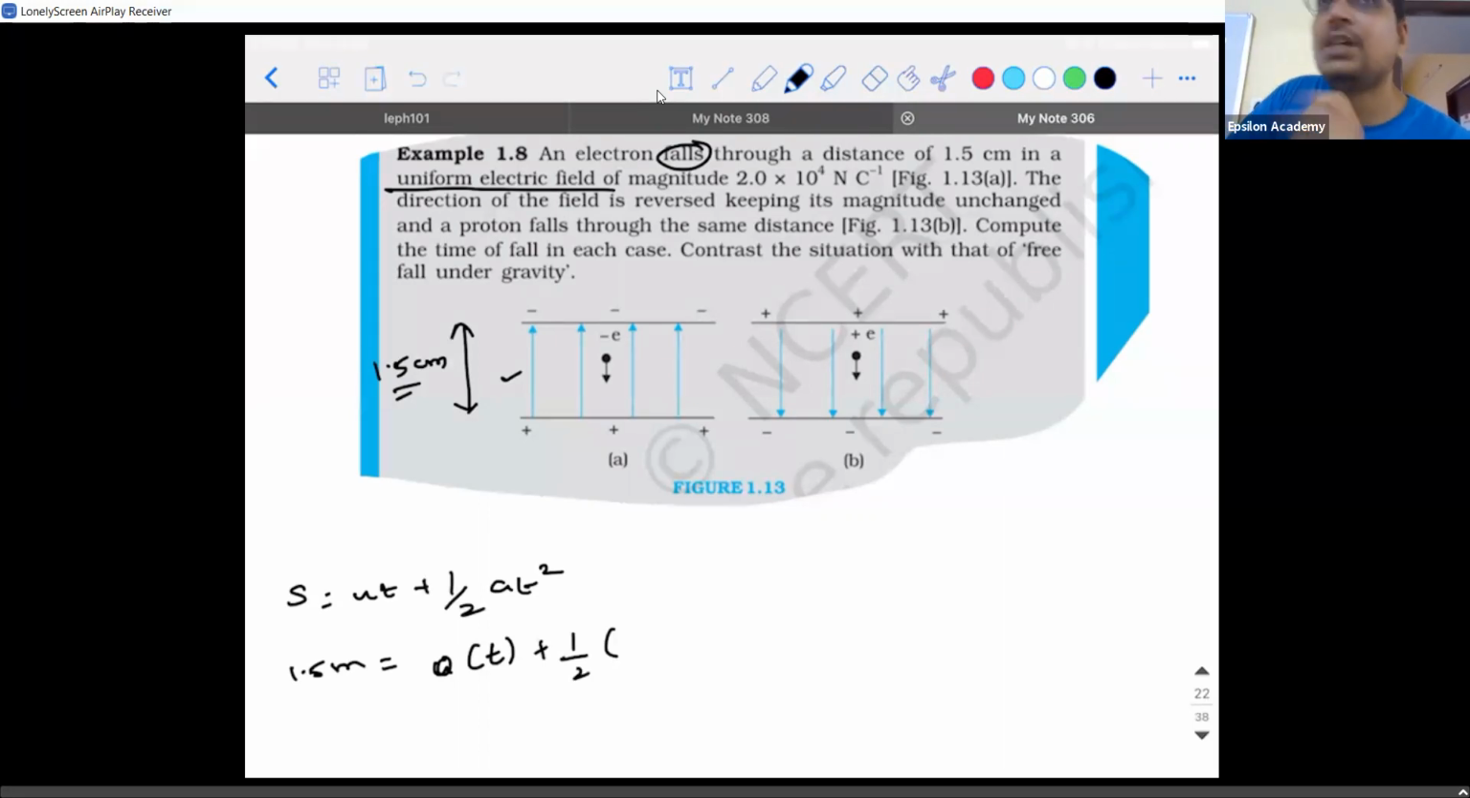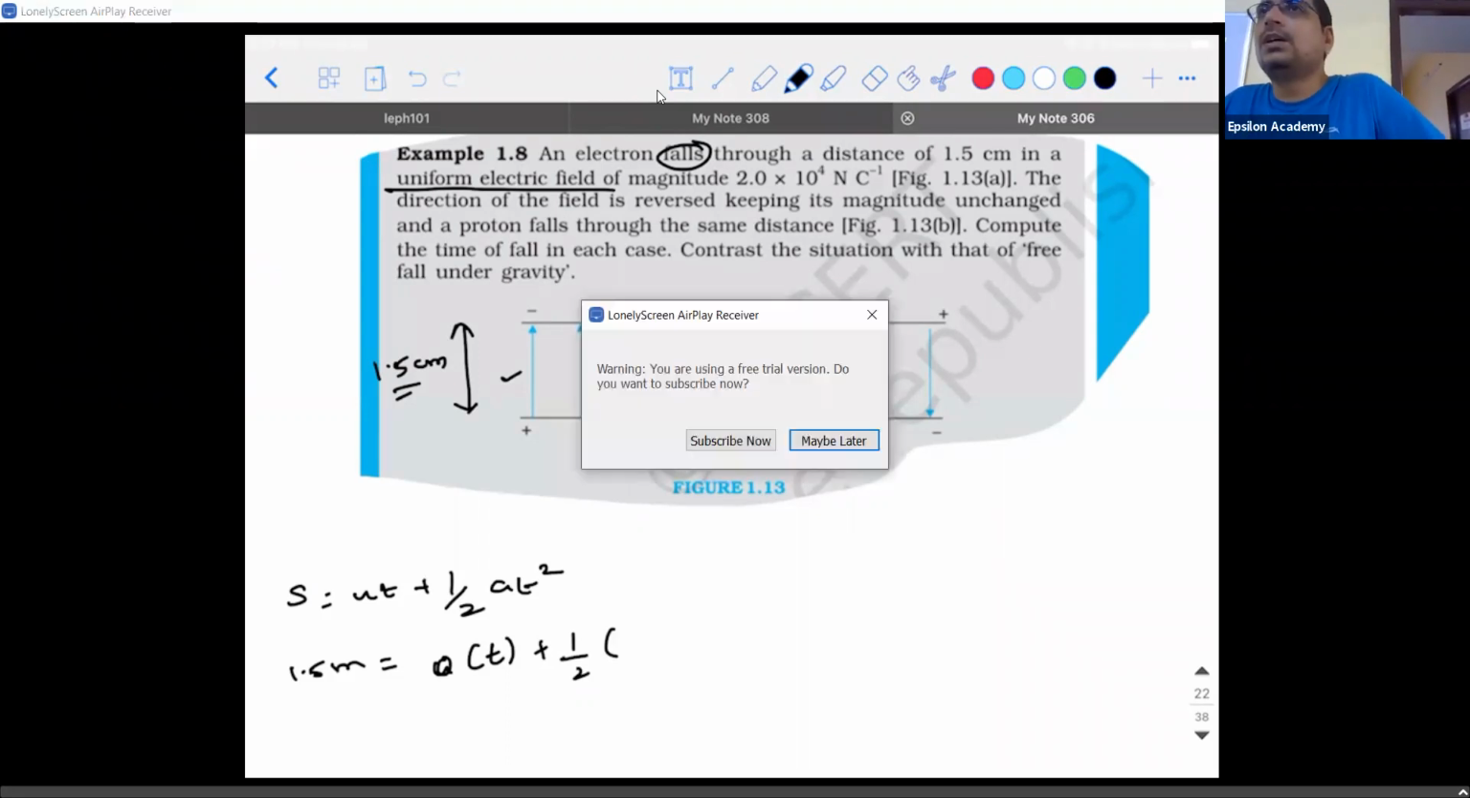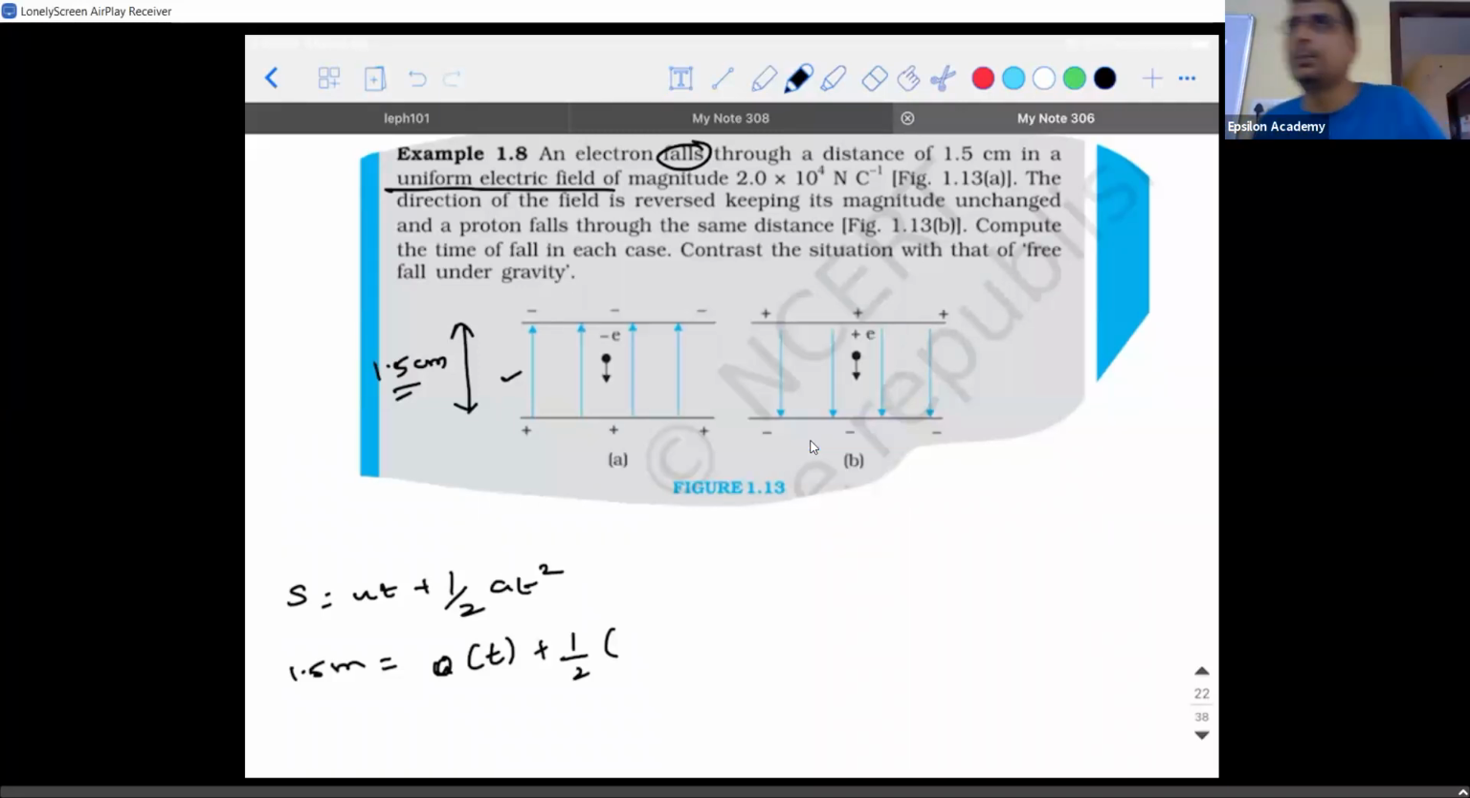You should not take it as g, because in this case the electron is not moving under the influence of gravity, rather it is moving under the influence of electrostatic force. It is moving under the influence of electric field, not the gravitational field. Because when we did that experiment with a balloon, the papers got lifted upward, against gravity. So gravitational force is weak compared to the electrostatic force, and here it does not play any important role.